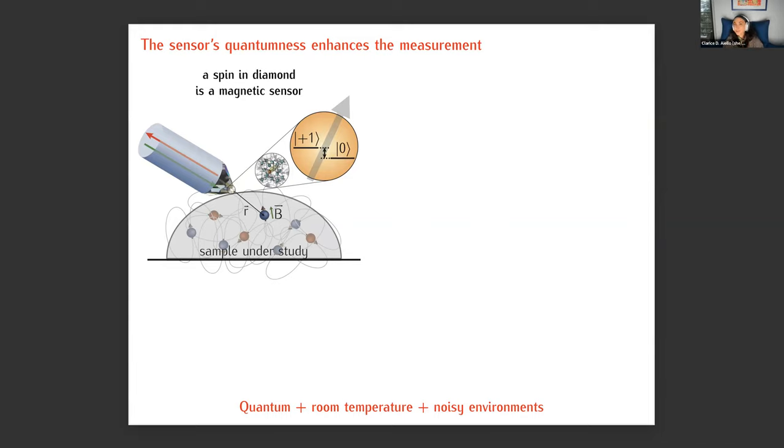That's the very first one that you're going to see today, because now I'm going to talk about biological quantum sensors that are also quantum, that also work at room temperature and also work in noisy environments.